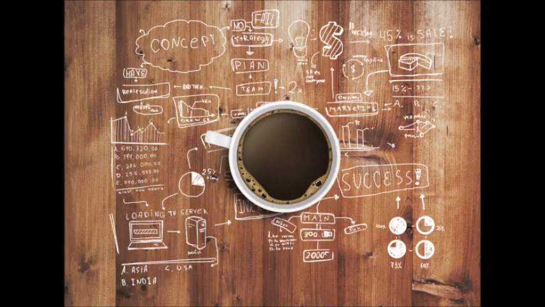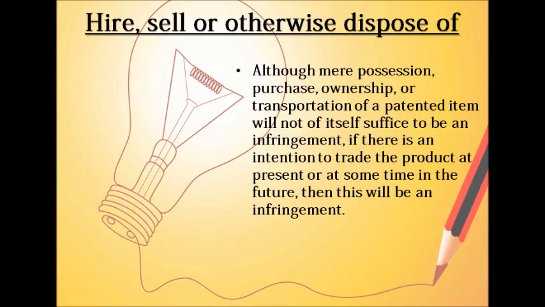A person will infringe a patent if they exercise the exclusive right of the patentee to hire, sell, or otherwise dispose of a product in any commercial sense. Although the mere possession, purchase, ownership, or transportation of a patented item will not of itself suffice to be an infringement, if there is an intention to trade the product at present or some time in the future, then this will be an infringement.